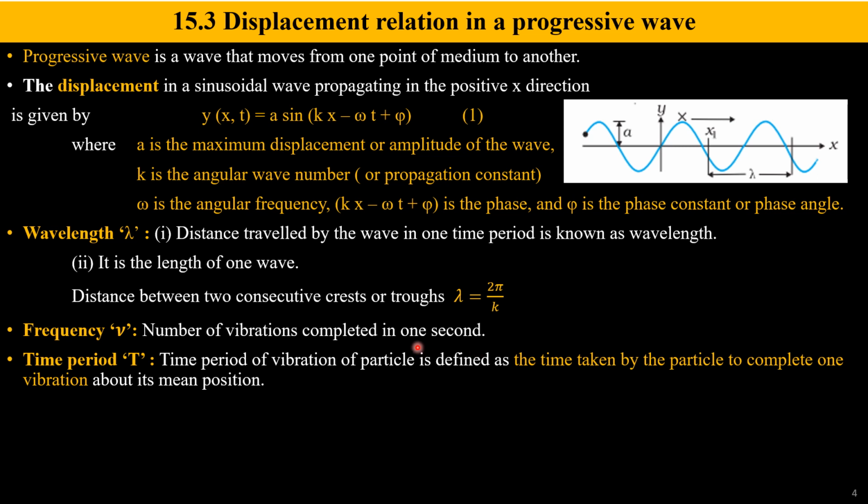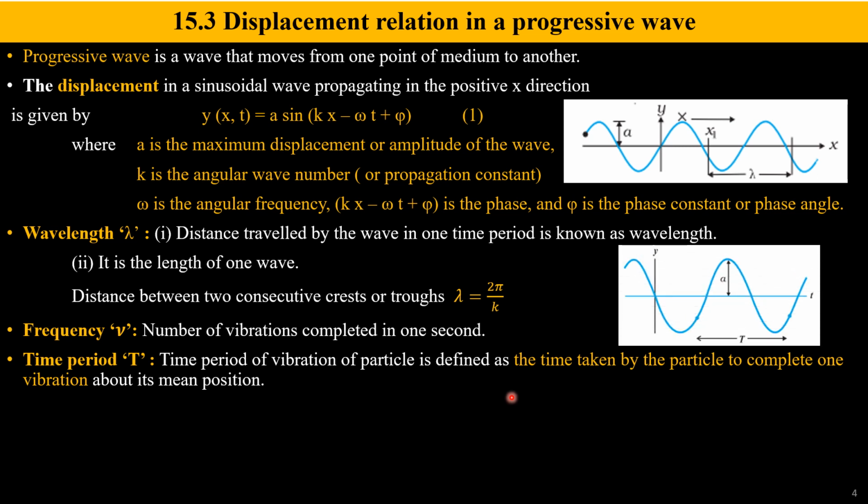Time period, capital T. Time period of vibration is defined as the time taken by the particle to complete one vibration about its mean position. Please see the figure here. In this second figure on the screen, the x-axis is time t, and the y-axis is amplitude. So the sine wave graph is plotted as shown on the screen.